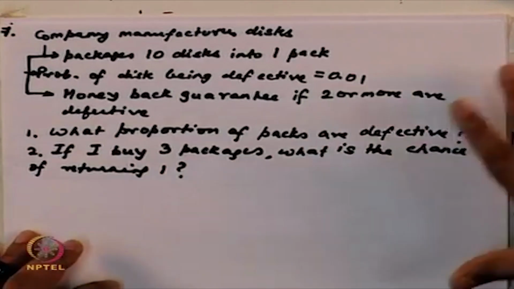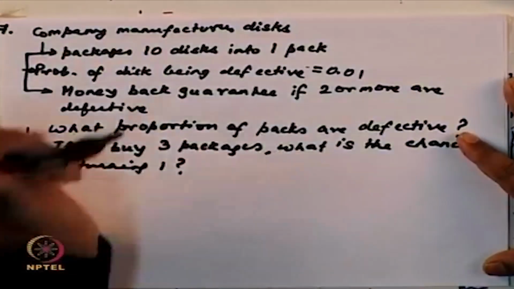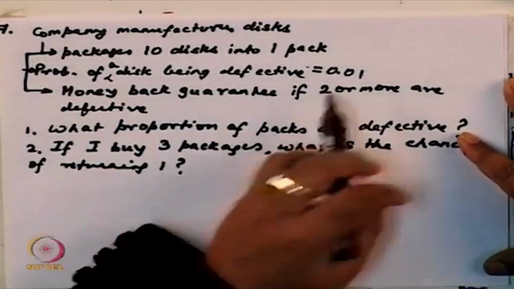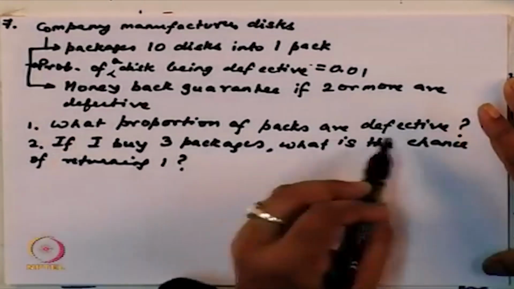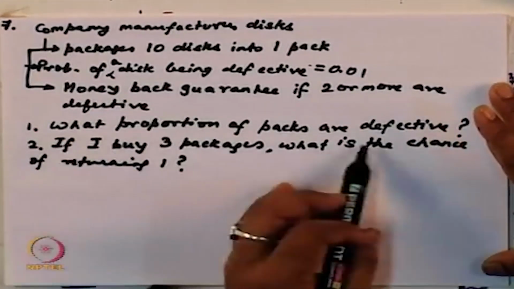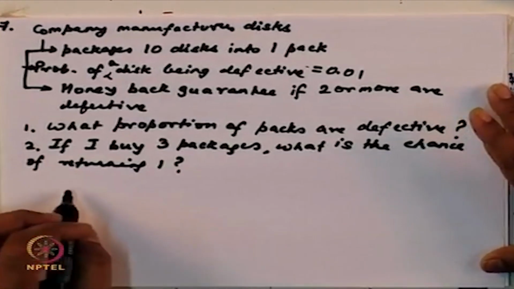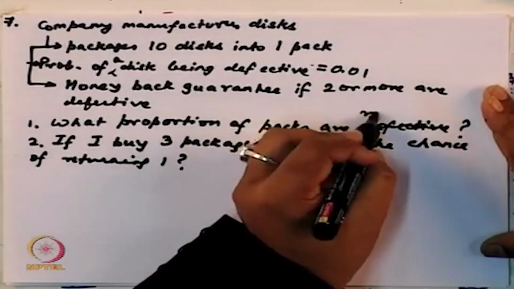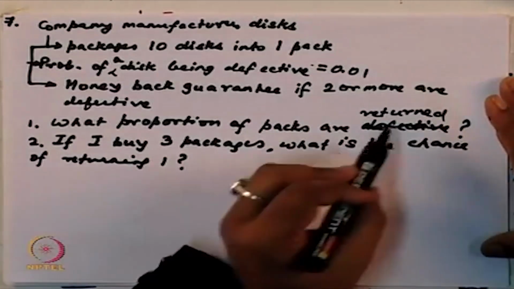So, what you see, you have pack size 10 disks in a pack. The probability of a single disk being defective is 0.01. So let us try to solve the first part of the question: what proportion of packs are defective? Which means, what proportion of packs are returned? Okay, is a question.